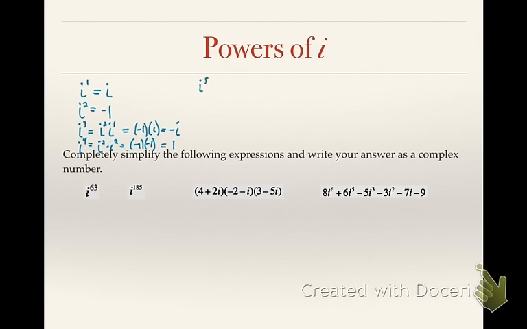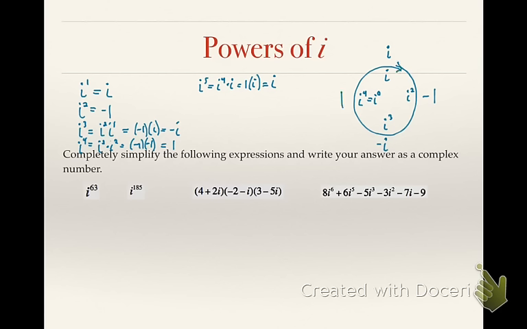If I were to continue, i to the fifth, notice I get i to the fourth times i to the first power, which gives me 1 times i. And I start cycling back through this sequence of powers of i. Sometimes you can think about that as i to the 0th power. i to the first power gives you i, i squared gives you negative 1, i to the third gives you negative i, and i to the fourth gives you positive 1. It's this cycle that's going on.